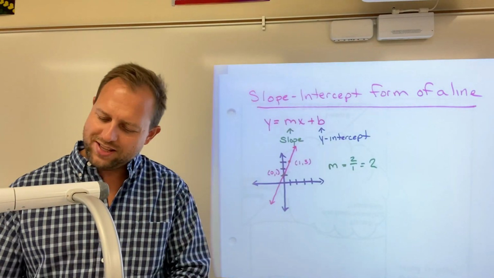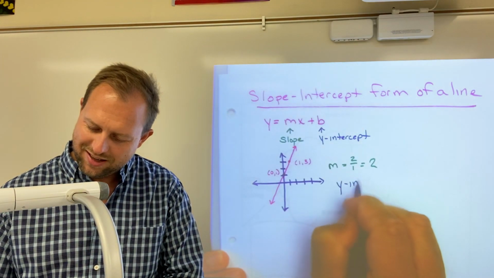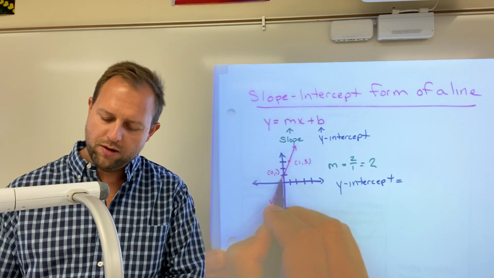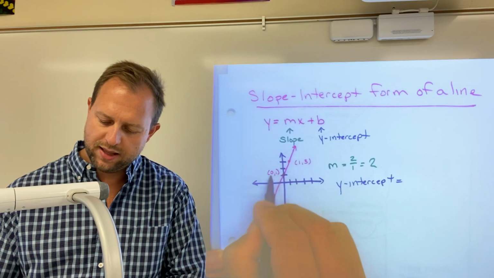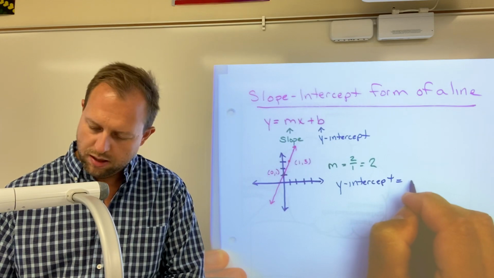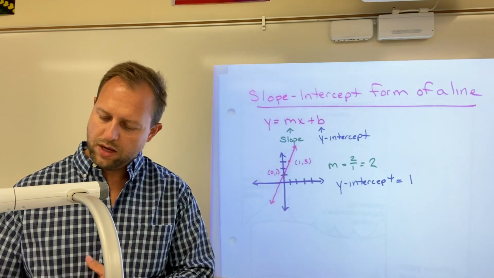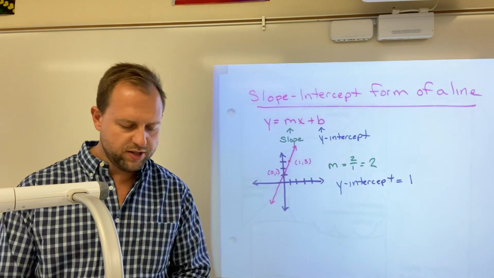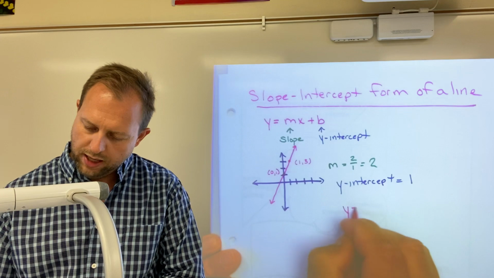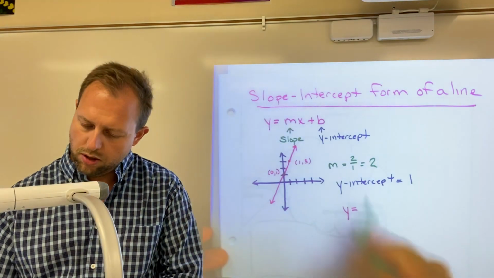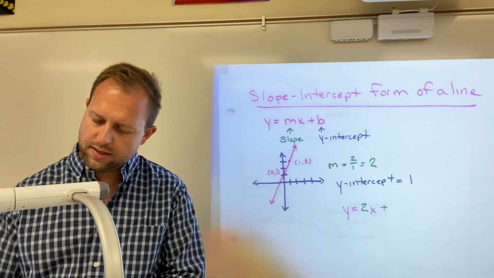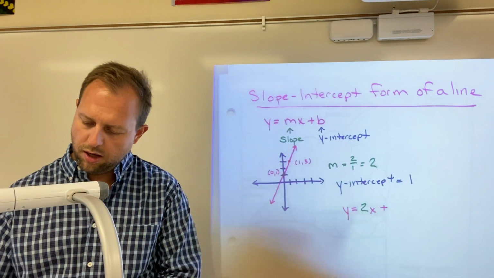The y-intercept is simply the point where the line crosses the y-axis. In this case, 0, 1 was the point. The y-intercept is 1. So we have our slope, we have our intercept. We can write out the equation of the line. Y equals that slope 2 times x plus the y-intercept of 1.